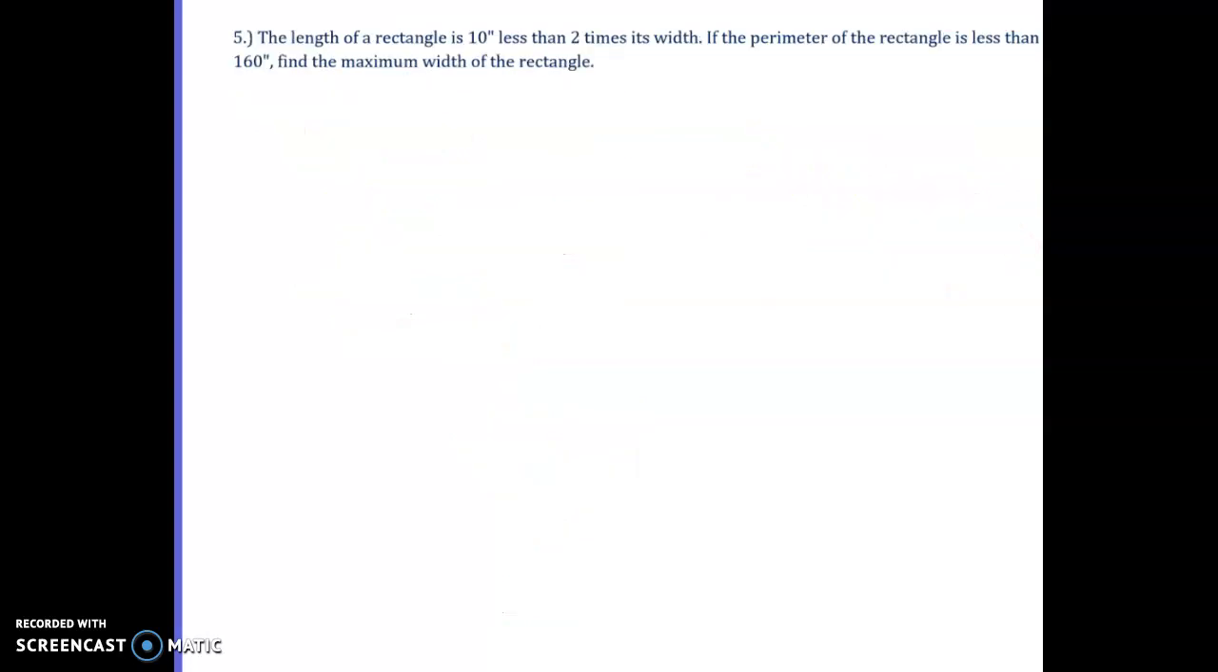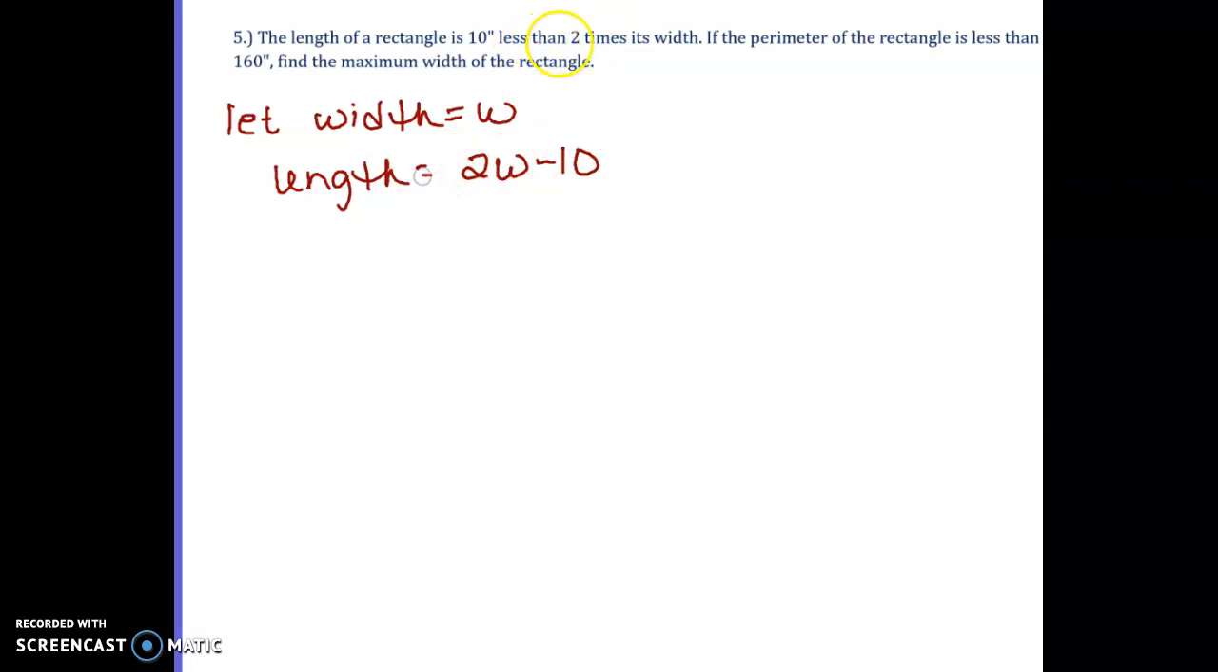Okay, number 5, the length of a rectangle is 10 inches less than 2 times its width. Okay, our let statement, we don't know what the width is, so let's let the width be W. We can write the length relative to the width by saying it's 10 inches less than 2 times. So 2 times the width minus 10 would be the expression.